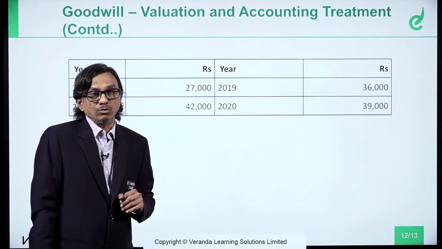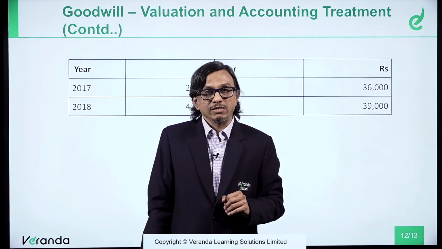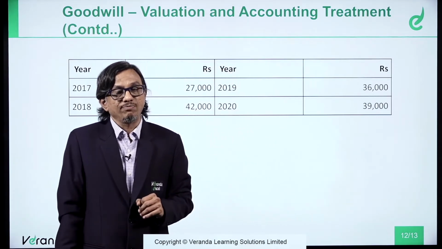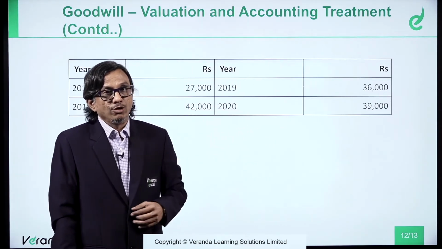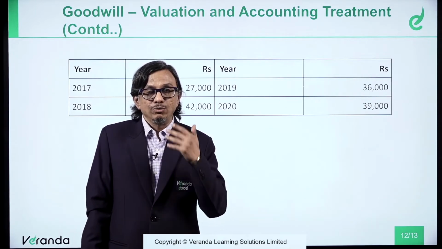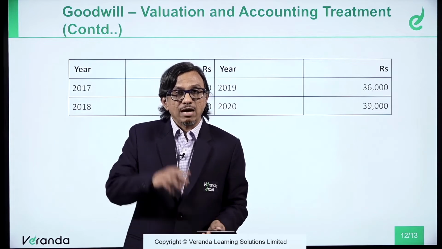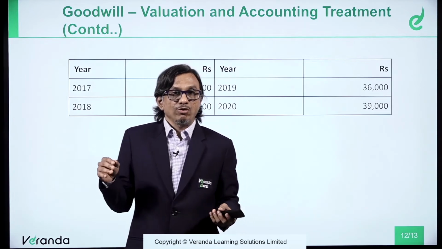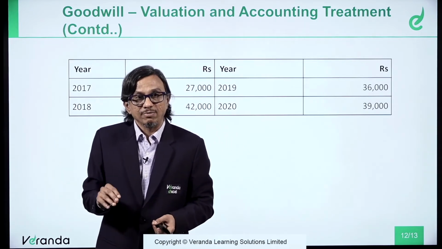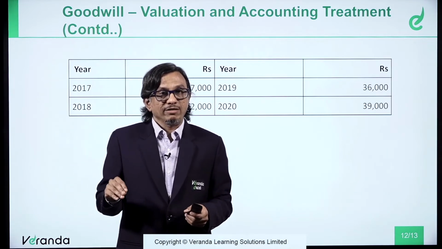2017, 27,000; 2018, 42,000; 2019, 36,000; 2020, 39,000. Do you find any trend here? Yeah, 27 became 42, 42 has become 36. That means the profit goes up and down. So we have to follow only the simple average method, not the weighted average method, for the purpose of valuing the goodwill.